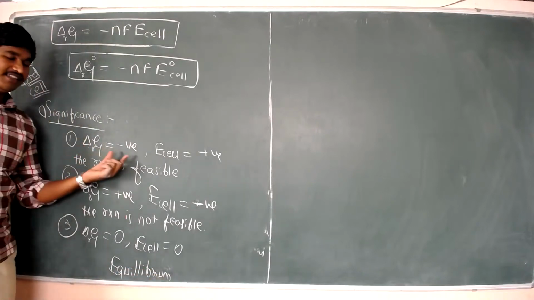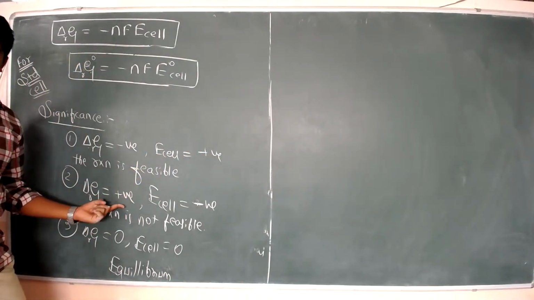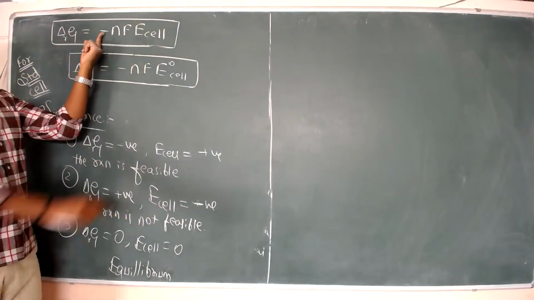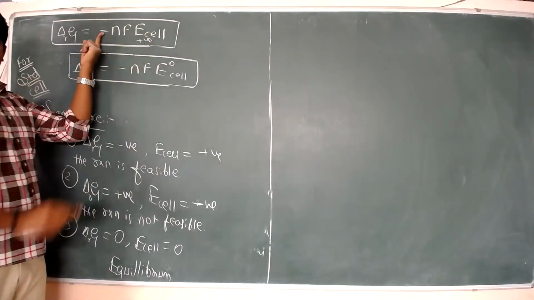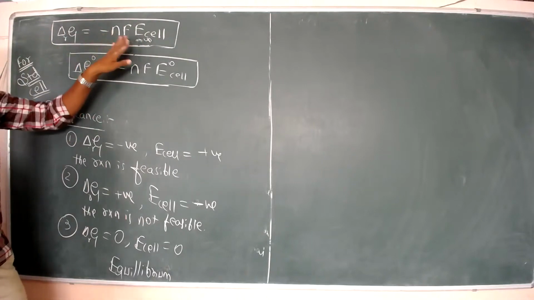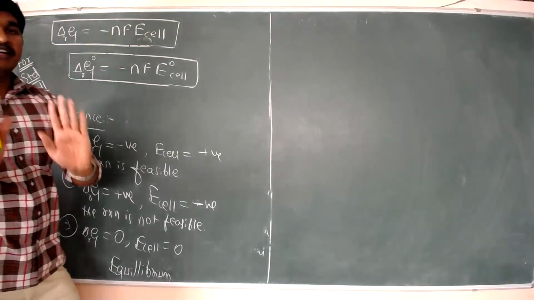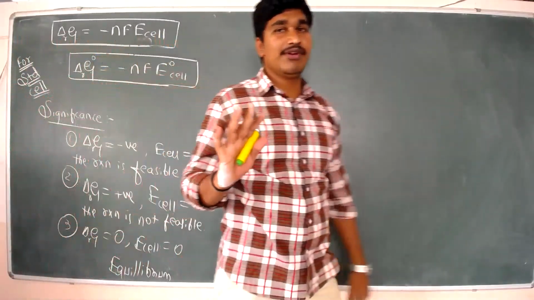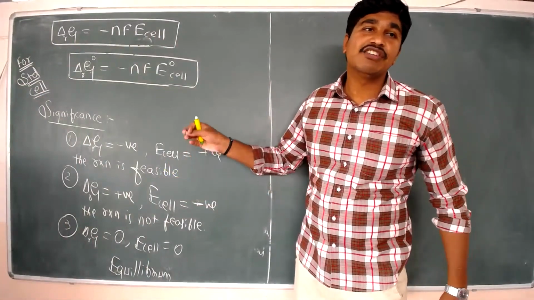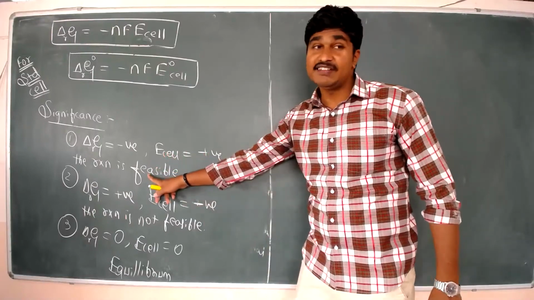Here, delta G is negative only when E cell is positive. Delta G is positive only when E cell is negative. Delta G is equal to 0 only when E cell is 0. Right? These are the conditions. If a chemical reaction is given with E cell equal to some positive value, and he asks whether the reaction is feasible or not, your answer should be that E cell is positive, so the reaction is feasible.